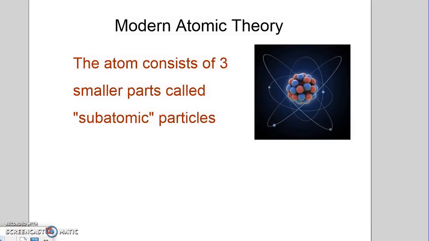So in this video we will learn that there are three smaller parts that all atoms are made of. No matter what kind of atom it is, whether it's beryllium or carbon or boron, it will always consist of these three particles we call subatomic particles, smaller than atoms. And those three particles are called the proton, the neutron, and the electron. The purpose of this video is to give you a few basic properties of these subatomic particles.